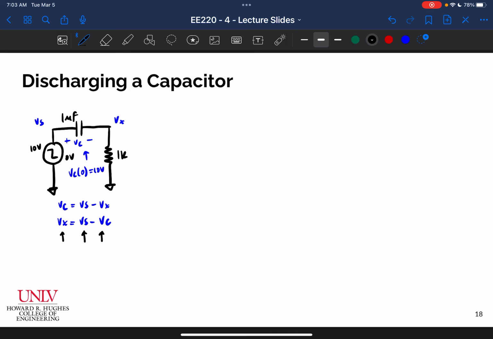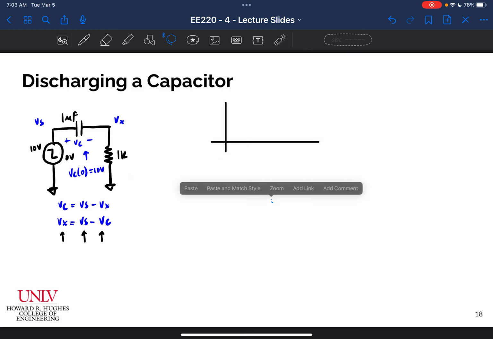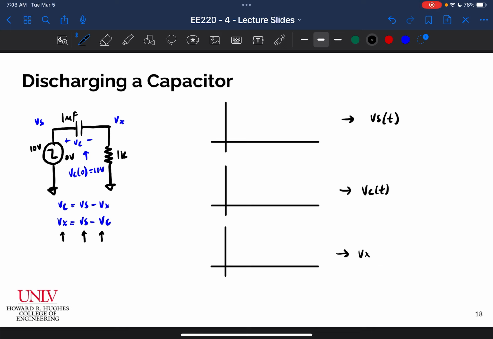And so let's go ahead and do that. Let me make some plots here. I'll put one there, and then I'll make copies of it. Paste one here, and then one here. And I'll let this one represent VS of t. This one will be VC of t. And then this one will be VX of t, okay? And so we're interested in figuring out what VX of t looks like.